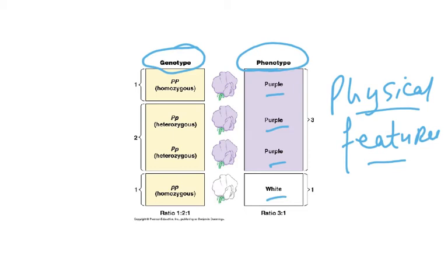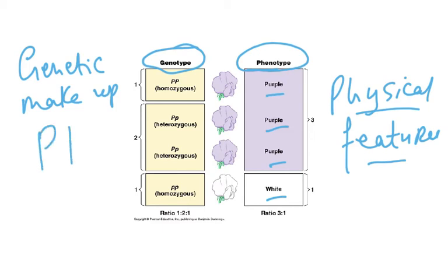The genotype is the genetic makeup, and the genetic makeup is shown by letters. So we can say big P, big P. Now these letters of course are decided by the Institute of Biology, and this would be given in the question. You would not be asked to make it up. You would probably be given in the question what letters to use.